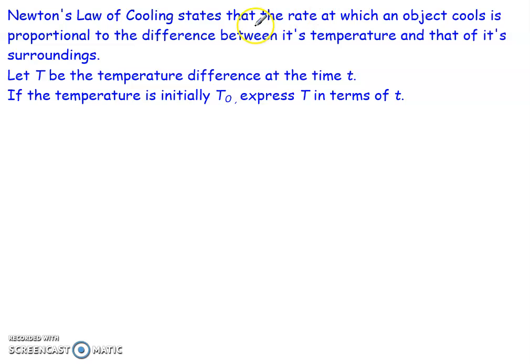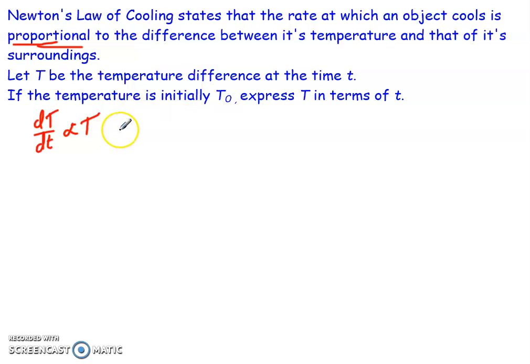Now a key thing you have to do is look at this first sentence and look at the fact that it's proportional to the difference between its temperature and that of its surroundings. So the rate at which the object cools is proportional to that. So this is what allows us to set up our differential equation, because knowing this, what I can tell you straight away is that dT by dt, so the rate at which the temperature changes with respect to time, is going to be proportional to this capital T, the temperature difference at the time t.